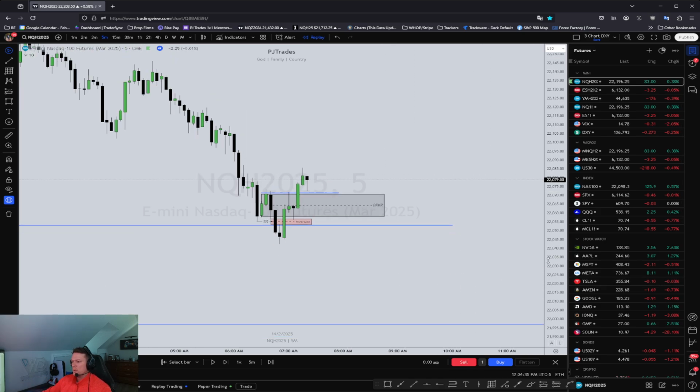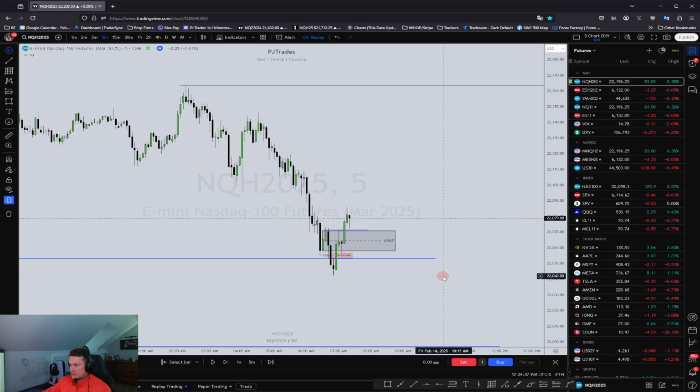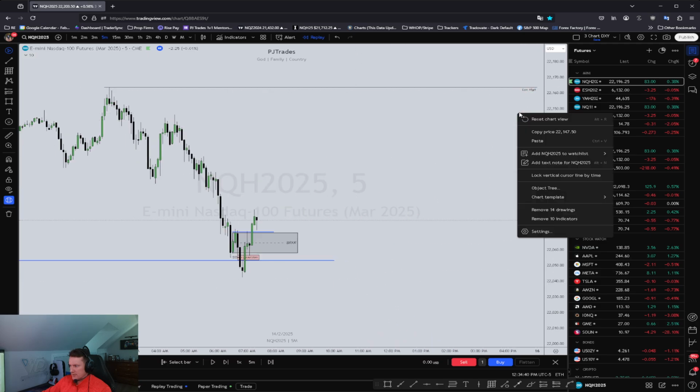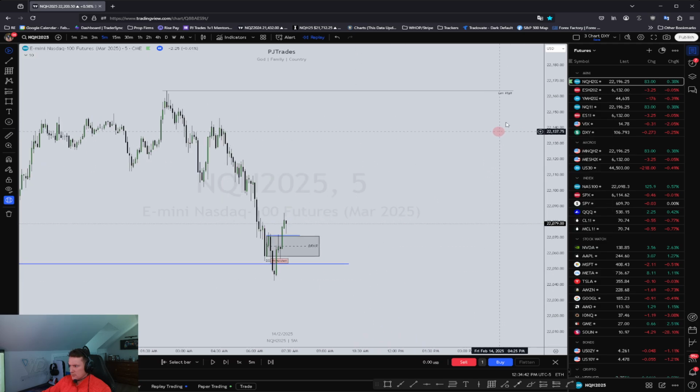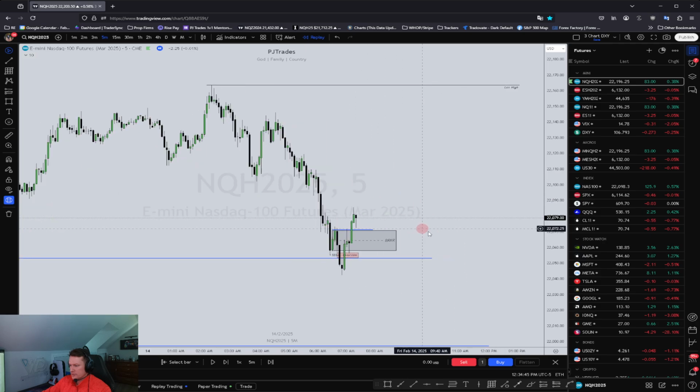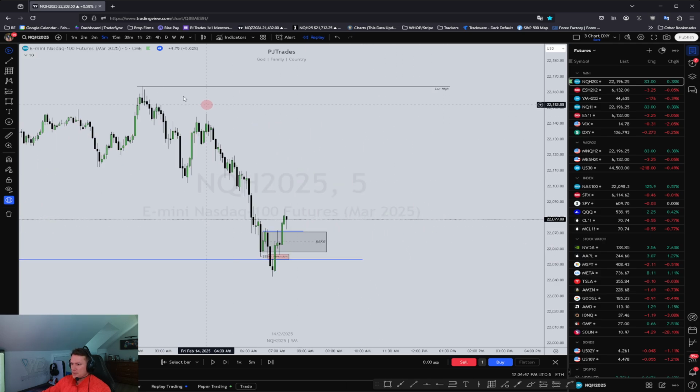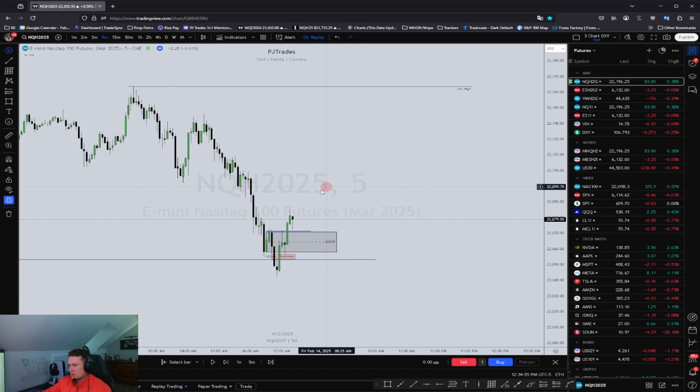Now, if we look higher, okay, and I'm going to bring this in so we can see this a little clearer. The London highs are still left untagged. So London highs at 2:15 a.m. in the morning. And we're now at 7 a.m., before the market open. We're looking for London highs.